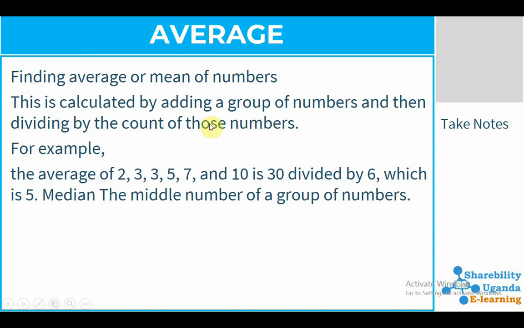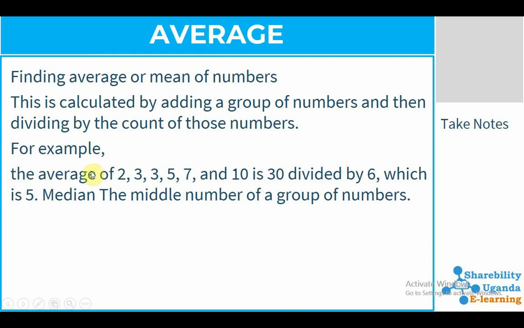This is calculated by adding a group of numbers, and then you divide by the count of those numbers. That means when the group of numbers is there, you count how many numbers there are, then you divide after you have added. For example, they have given us an example here.